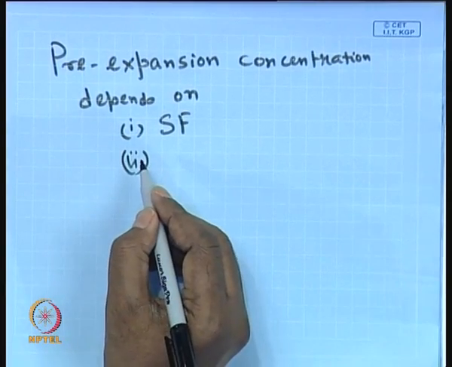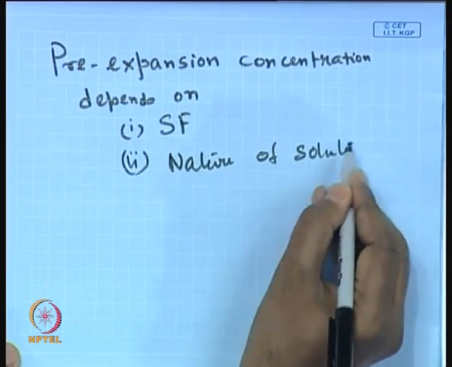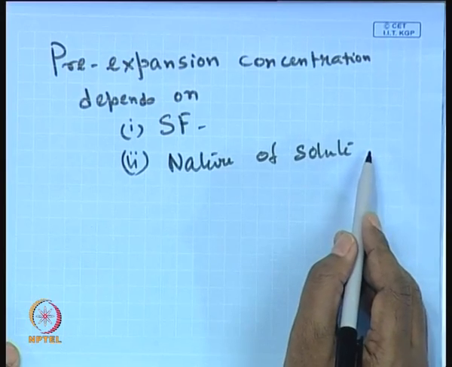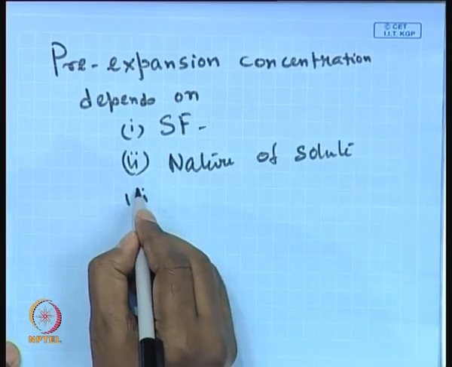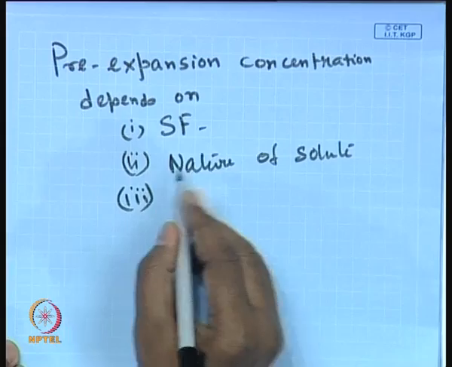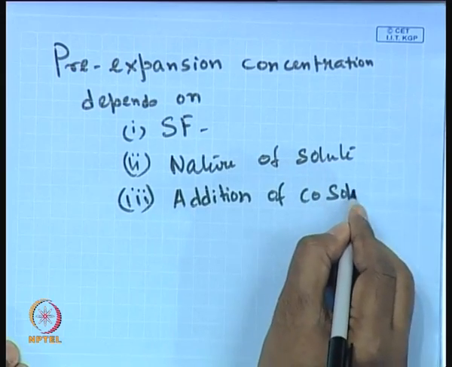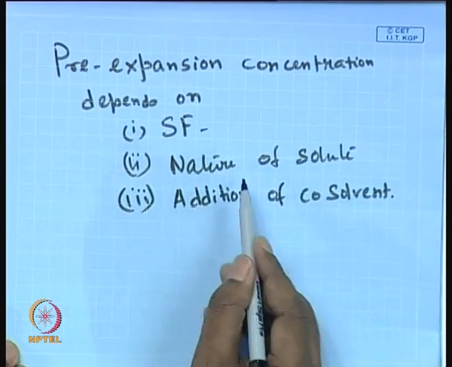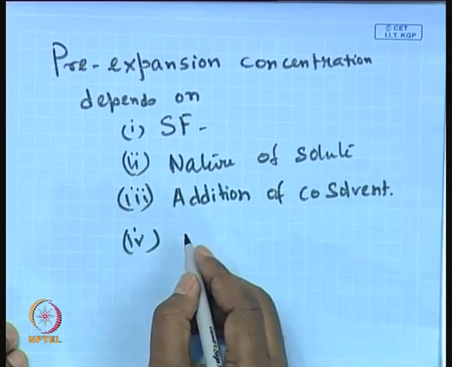Secondly, of course, the nature of the solutes. If you are using carbon dioxide as supercritical fluid and you are using a polar solute to dissolve, the solubilization will be less. Okay. So, the nature of the solute will also be a factor. Then addition of the co-solvent or modifier. Now, if you are using carbon dioxide and you would like to extract a polar solute, then if you add a co-solvent, that will increase its polarity and its solubilization capacity for the polar solutes. So, the addition of co-solvent is also a very important factor, and of course, the operating temperature and pressure.